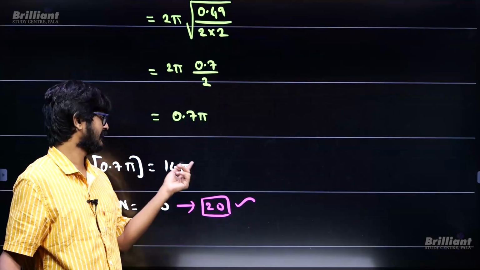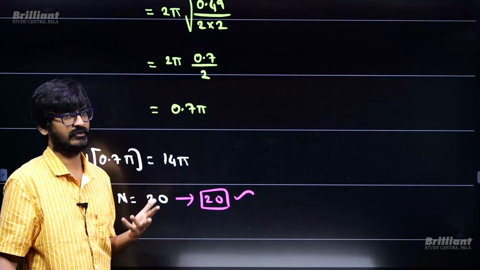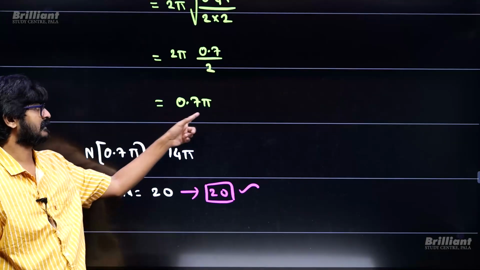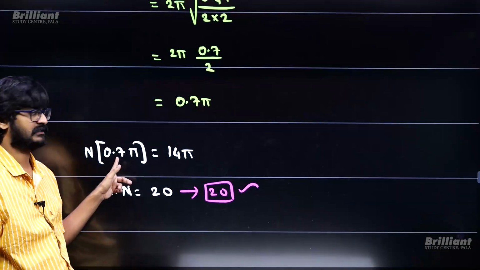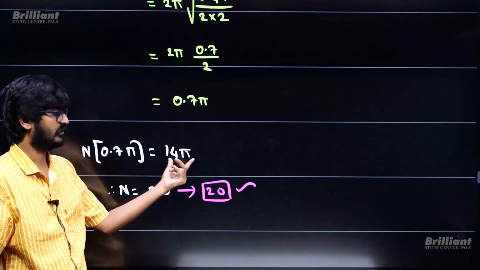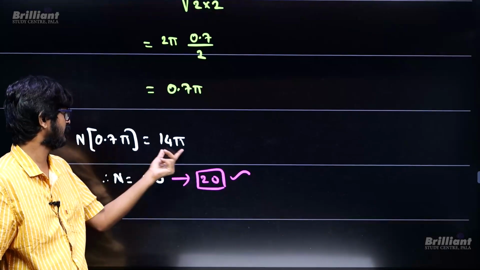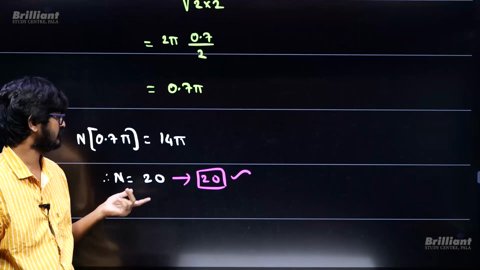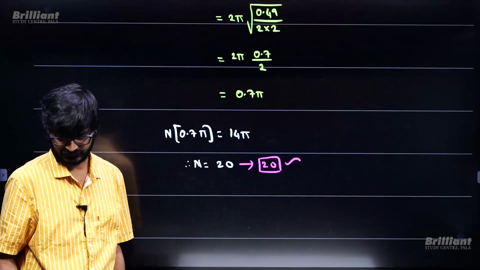But they are asking in this much time how many oscillations. Let me say the number of oscillations is n. So for one oscillation it takes this much time, for n oscillations it will be this much time. So in 14 pi time how many oscillations will happen? 14 pi by 0.7 pi, which is 20 oscillations, right?